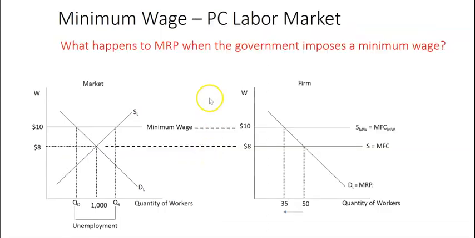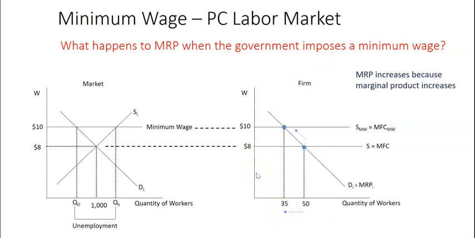When we're talking about minimum wage, we can also look and see what happens to the MRP when the government imposes a minimum wage. The MRP of the firm is downward sloping, and that's because of diminishing returns. Originally, the MRP intersects at a quantity of 50 workers. But when the government imposes the minimum wage, the MRP is higher. It's at 35 workers.